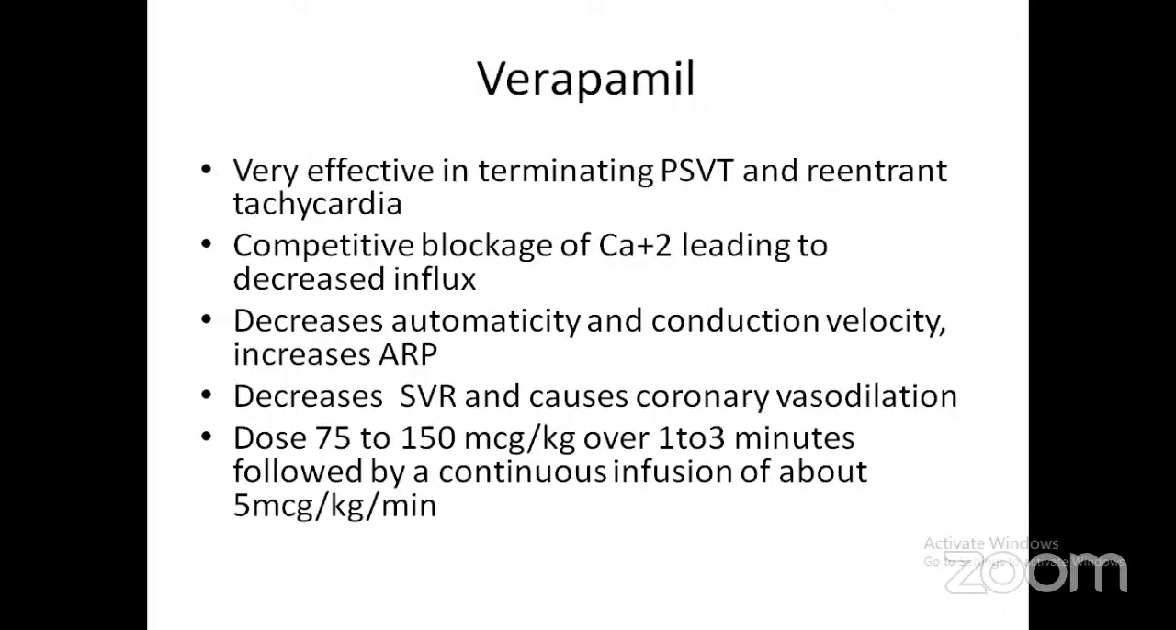Verapamil is very effective in terminating paroxysmal supraventricular tachycardia and re-entrant tachycardia. It causes competitive blockage of calcium, leading to decreased influx. It decreases automaticity and conduction velocity and increases absolute refractory period. It decreases systemic vascular resistance and causes coronary vasodilation. Dose is 75 to 150 micrograms per kg over 1 to 3 minutes, followed by continuous infusion of about 5 micrograms per kg per minute.